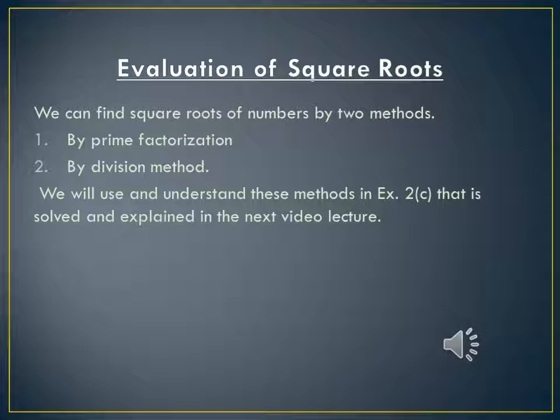We can find the square root of numbers by two methods. Number 1, by prime factorization. Number 2, by division method. We can use and understand these two methods in exercise 2C, and that exercise is solved and explained in the next video lecture.